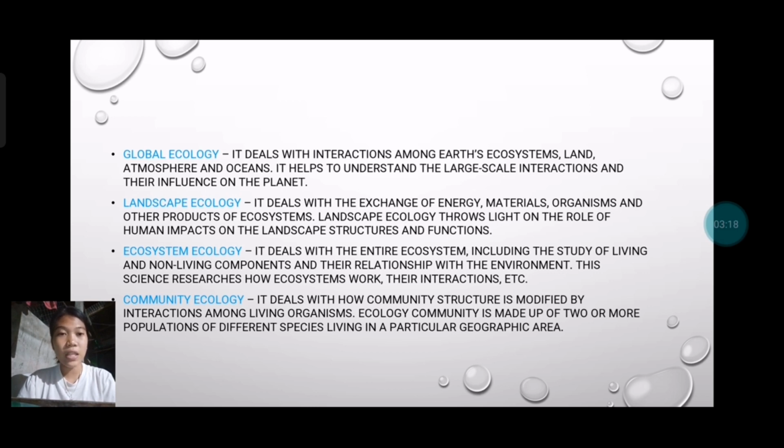The third one is the ecosystem ecology. It deals with the entire ecosystem, including the study of living and non-living components and their relationship with the environment. This science resources how ecosystems work, their interactions, etc.